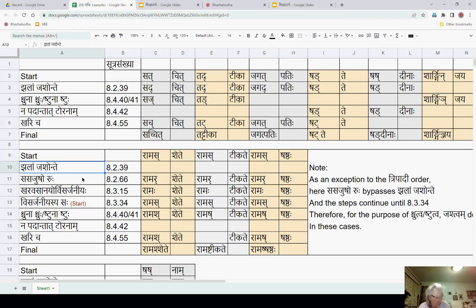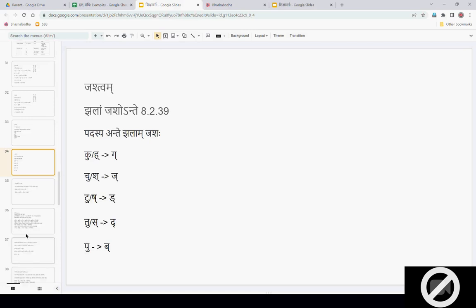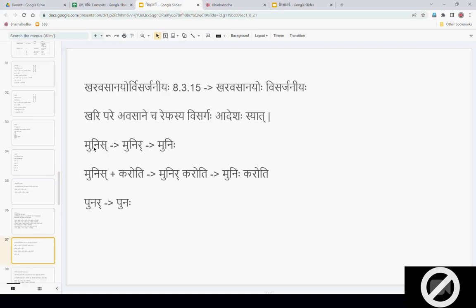So if you take this example, say, Muni. We take any example, let's say. I'll write it here. Muni. Munis. Now first you have to know how this Munis came, right?